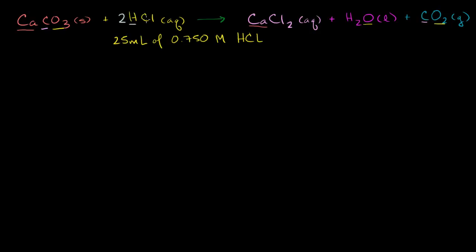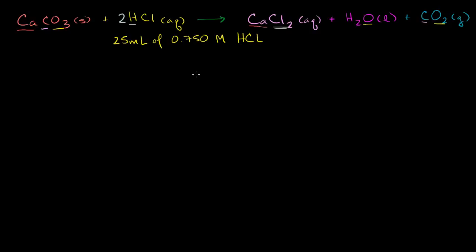And we haven't done the chlorines yet, which is good, because that would have messed up everything if they were already balanced. But let's see. Now we have 2 chlorines on the left-hand side. How many do we have on the right-hand side? We have 2. So now this equation is balanced after we threw that 2 coefficient on the hydrochloric acid. So now let's figure out what mass of calcium carbonate we need to react completely with 25 milliliters of a 0.75 molar hydrochloric acid solution.